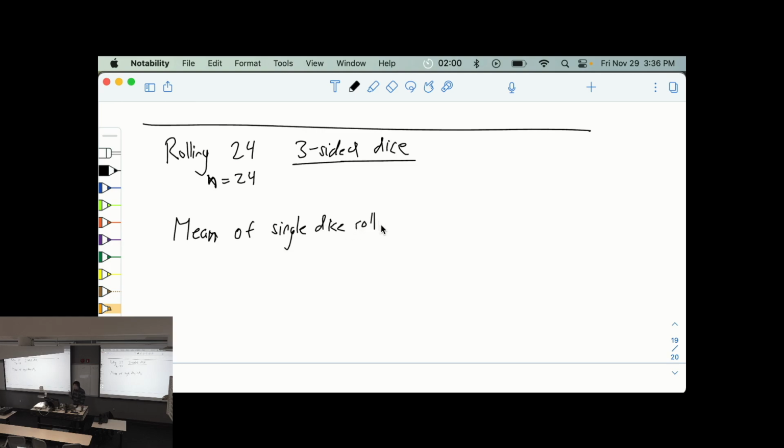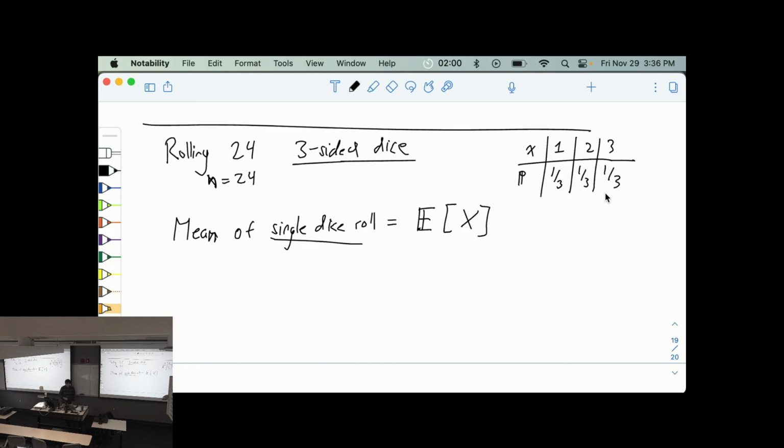And this is one thing that's hard about math: if you just say mean, you're going to forget, do you mean the mean of the sum or the mean of an individual one? That's why I like to say a single dice roll. That's the expected value of, let's call it x, where x is this little 3-sided dice. What could x be? It could be 1 or 2 or 3, and the probabilities are 1/3, 1/3, 1/3.